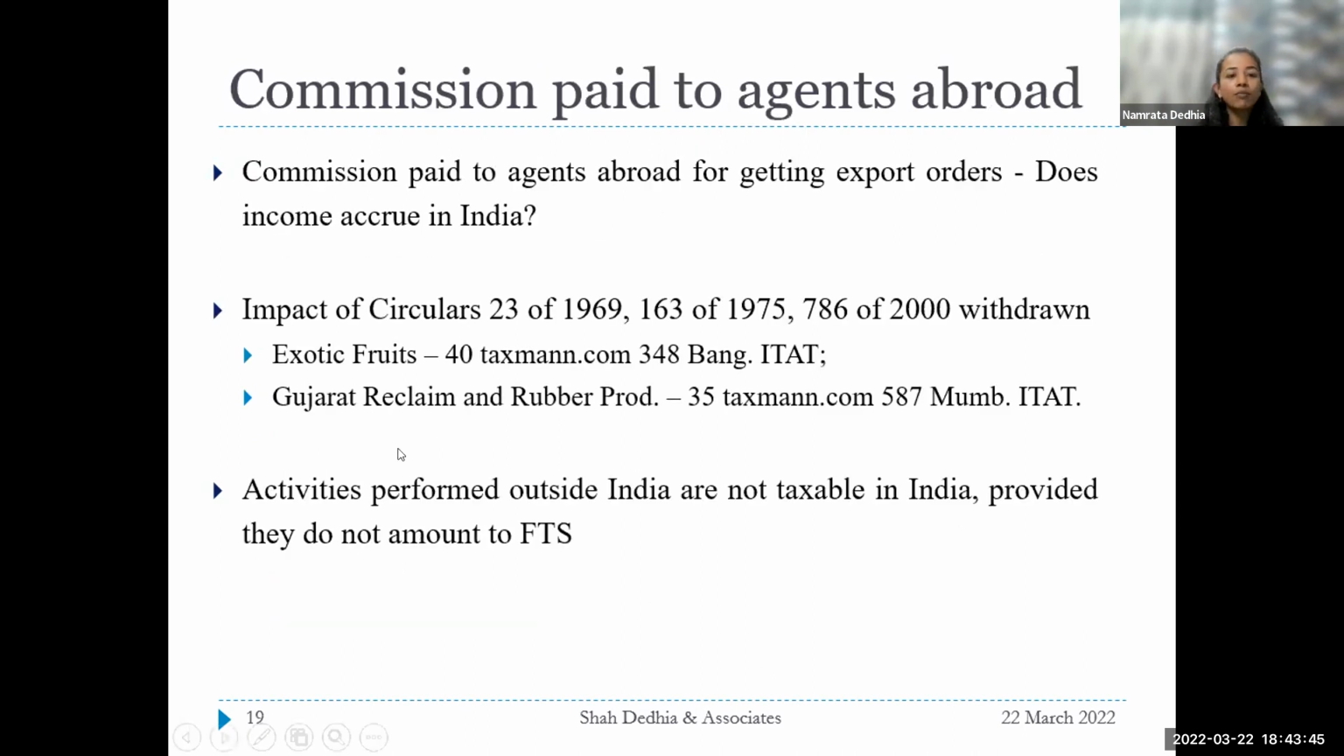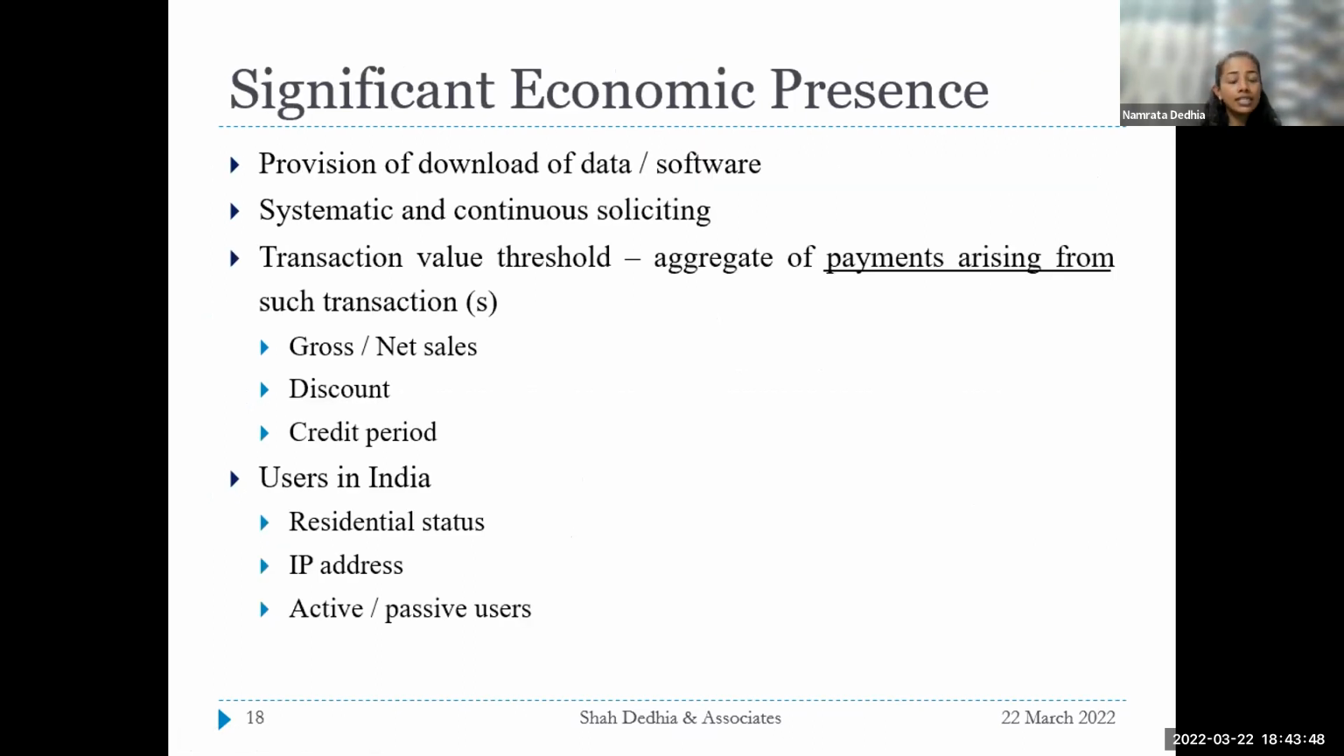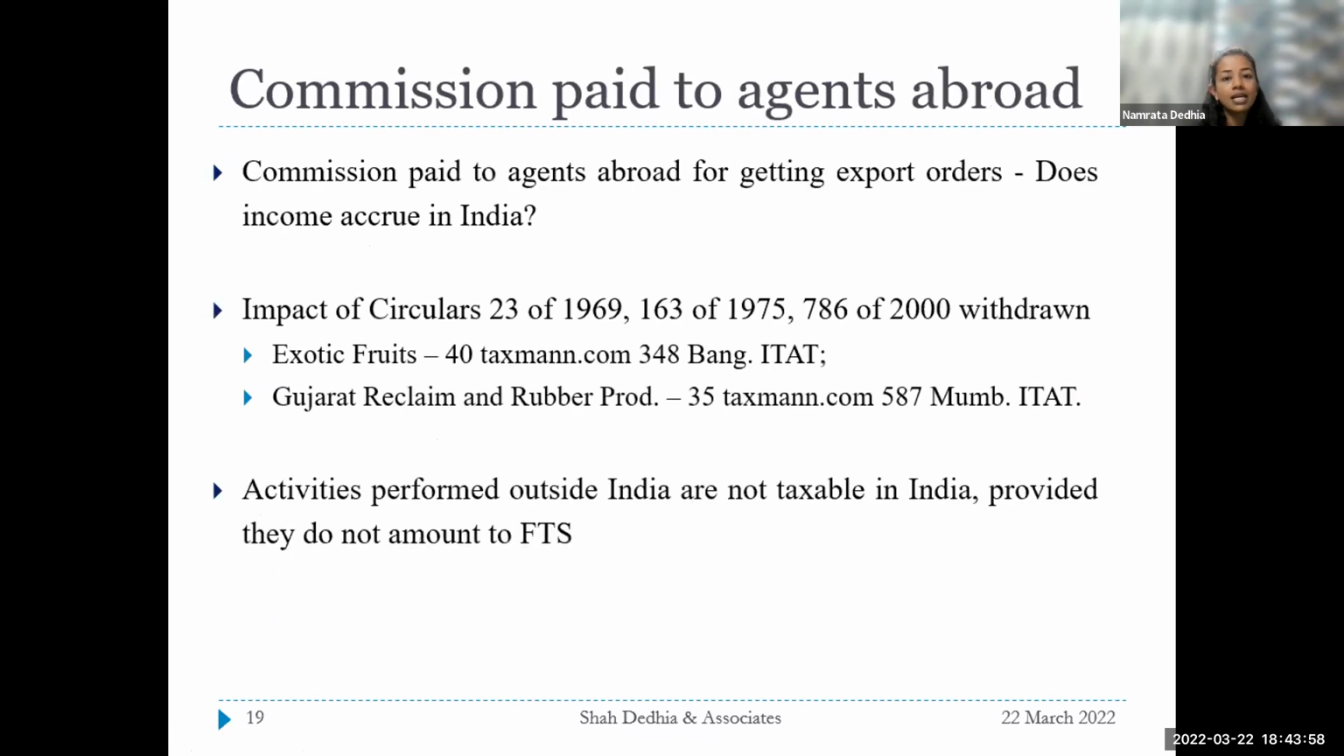So I spent some time on the SEP provisions mainly because these could have very far-reaching effects, and I wanted you all to know that these kind of provisions exist and be aware of this. Commission to agents abroad. I think I will not go very deep into this. There can be some discussion around this, but broadly, in case of commission being paid to agents abroad for getting export orders, etc., what you need to look at is where the activities are performed, and can you say that income is getting accrued in India or not? That will be the basic test.